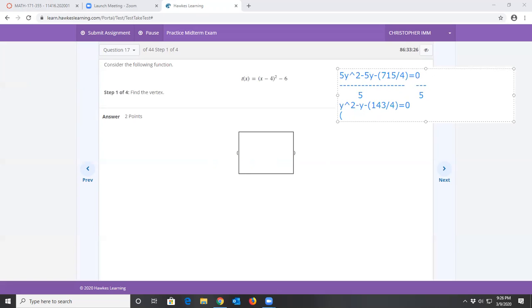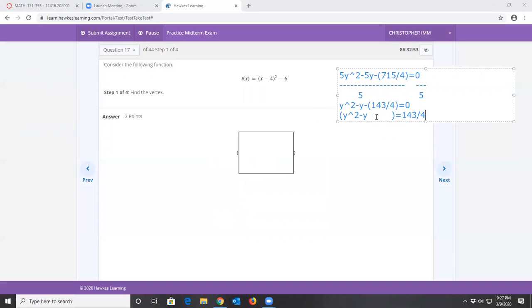Yeah, that's perfect. Okay. So what I'm going to do now, since I got that 5 out of there, is take this constant term and add it over. This is really the only time when you're solving a quadratic that you would not have things equal to 0. So you bring that constant term over to the other side. I'm going to add 143 over 4 to both sides.